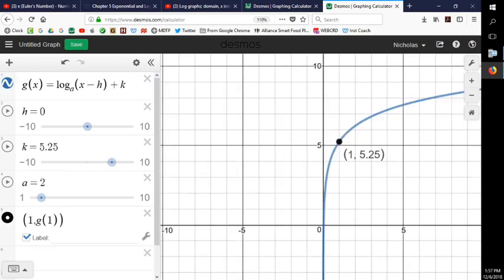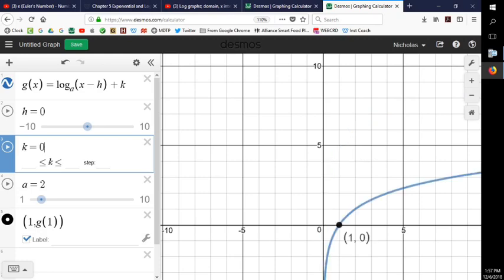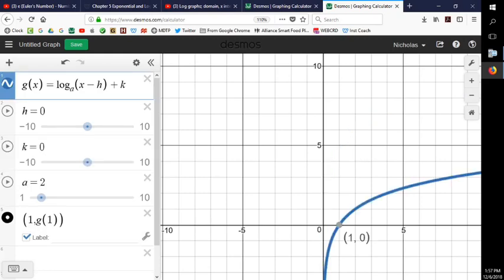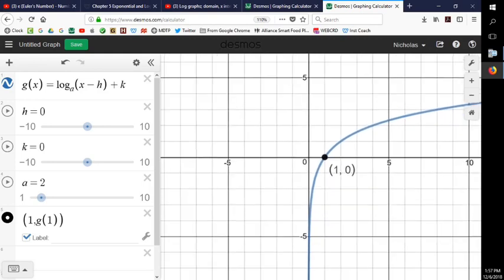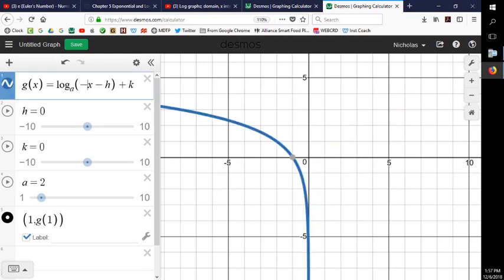So what would happen if, let's put the K back to 0, what would happen if I put a negative next to the x? I'll change all my x values from positive to negative. Here, let's check it out. Let's see what we get. Yeah, look at that. See, I flipped them all over to this side.